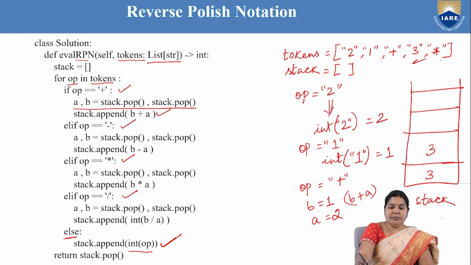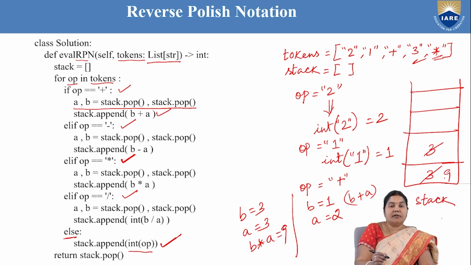And the last symbol is the star operator. So if our operator is star, then the top 2 symbols we have to pop. Here again we'll write b is equal to 3 and a is equal to 3. Top 2 symbols we have popped. Now we have to do b star a. b star a is 3 into 3, which becomes 9. So we have to append it onto the stack.